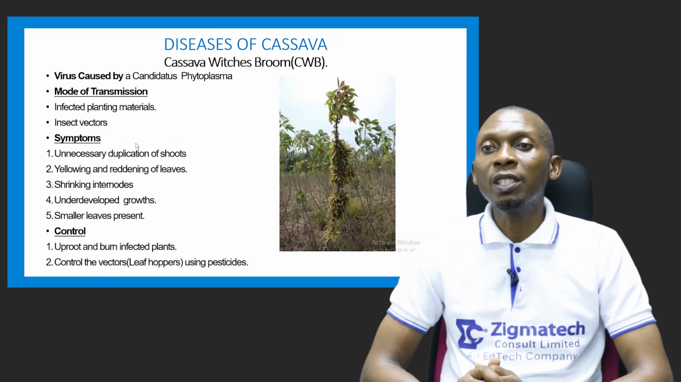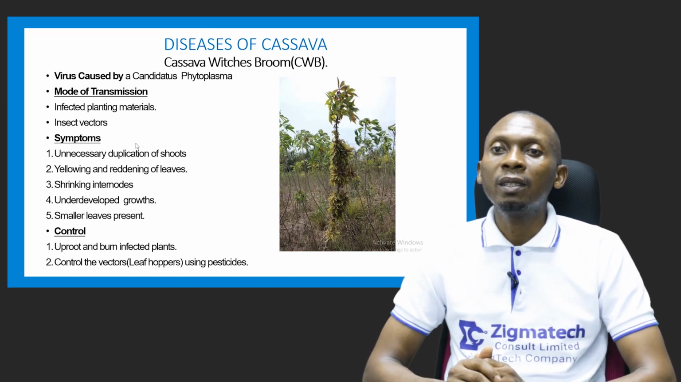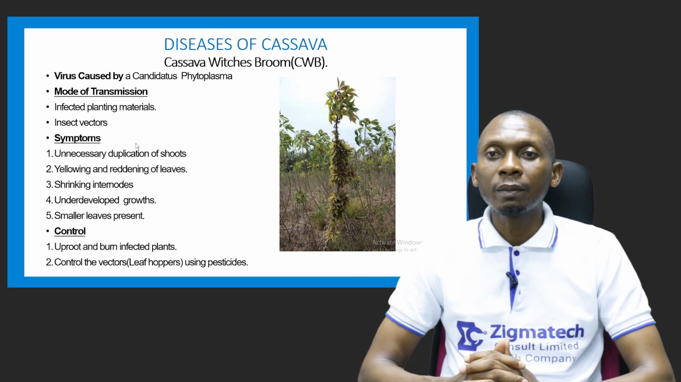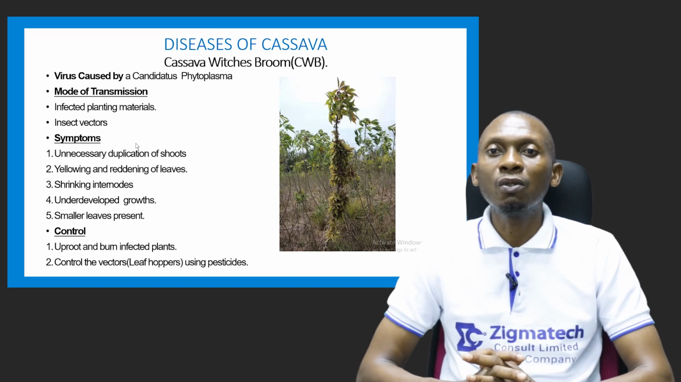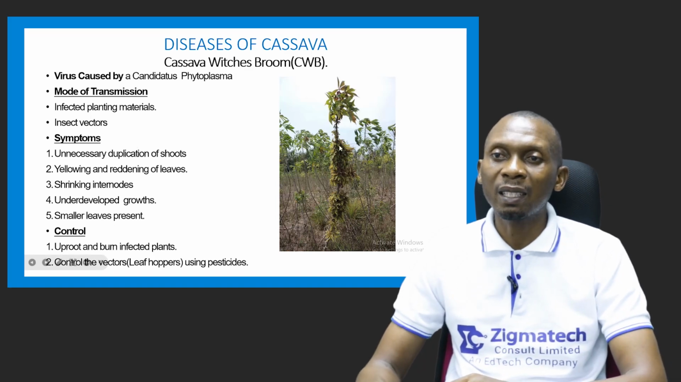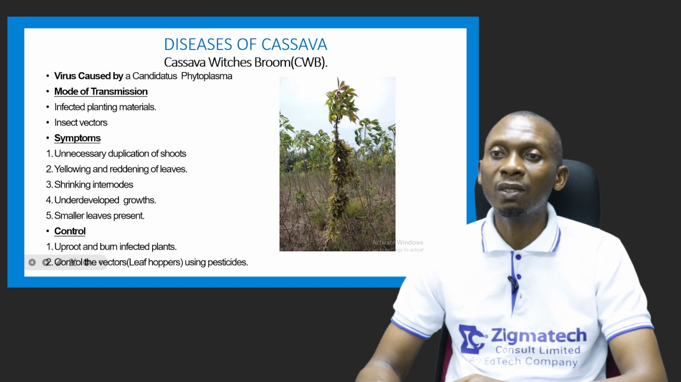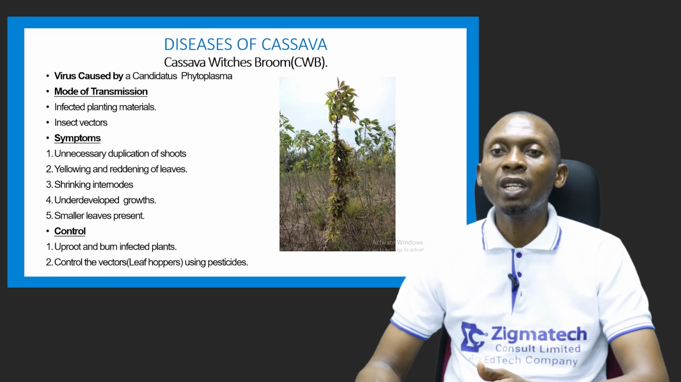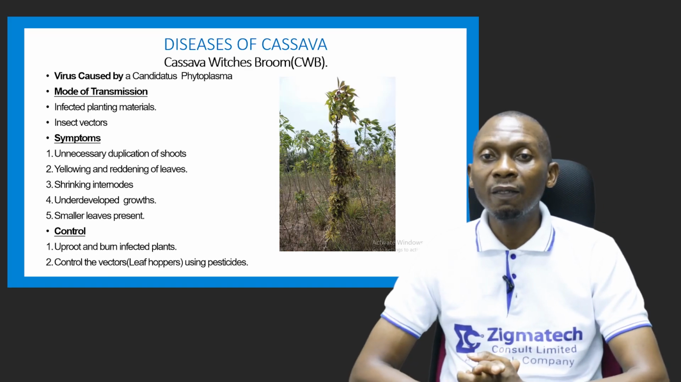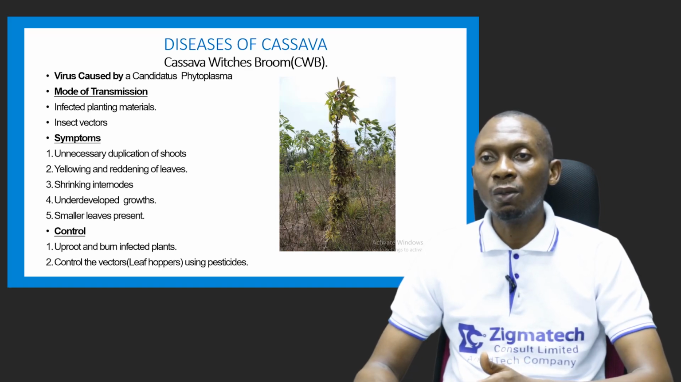Now, cassava witch's broom, CWB, is caused by Candidatus phytoplasma. Now it's transmitted through infected planting materials as well as insect vectors. Now, if you look at this cassava plant, you can see that it's not healthy. You can see there's unnecessary duplication of shoots. Look at it here. There's also yellowing and reddening of the leaves, shrinking of the internodes. That's the space between one node and another node on the stem.